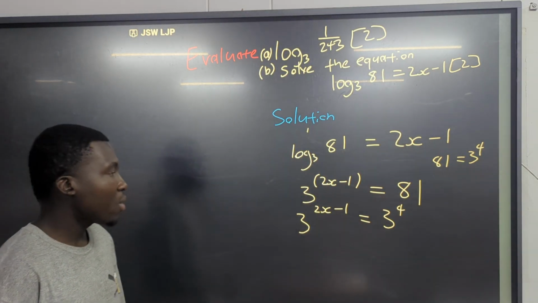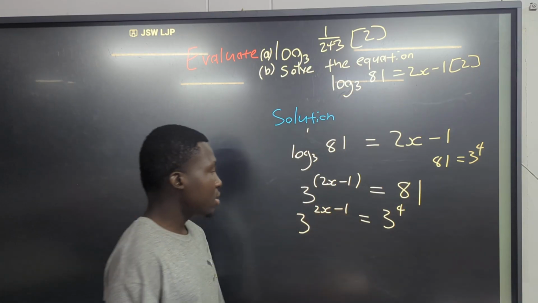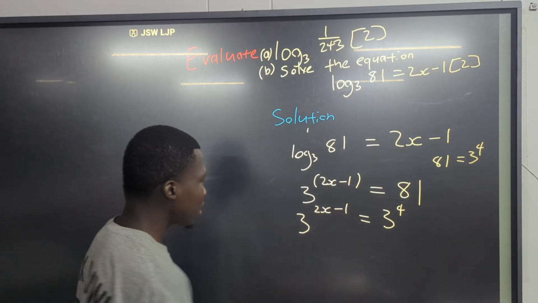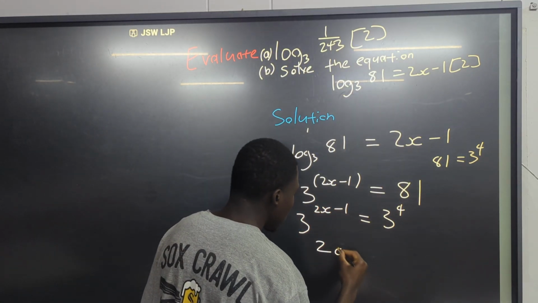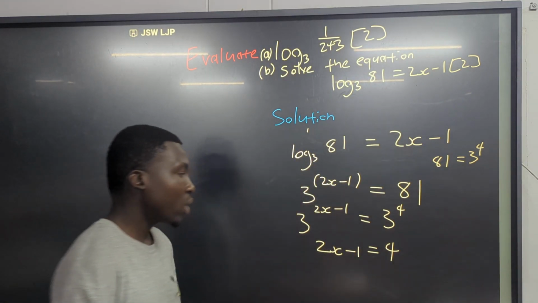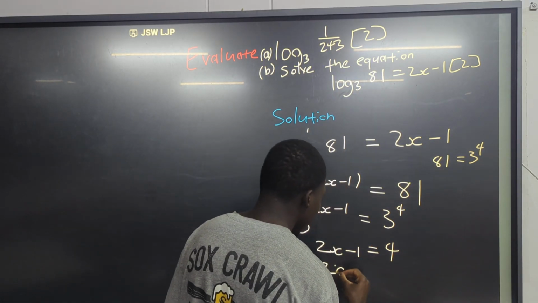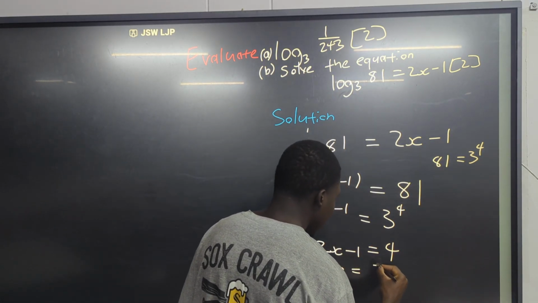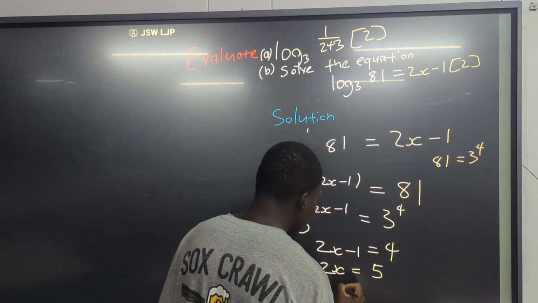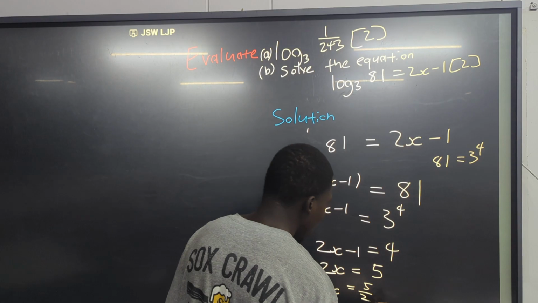So for our logarithms, we can equate our indices if the bases are the same. So we are now equating 2x minus 1 is equal to 4. And we make x the subject of the formula. So 2x is equal to 5. Dividing both sides by 2, we get x is 5 over 2.